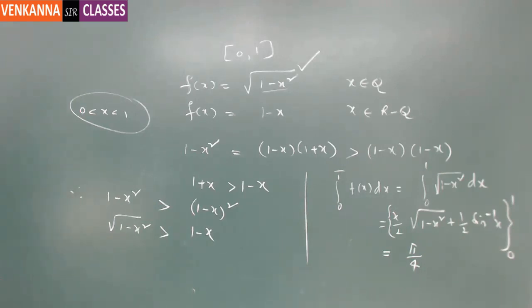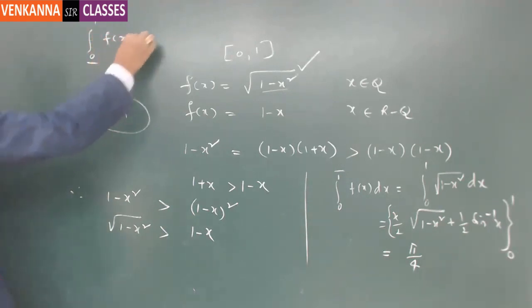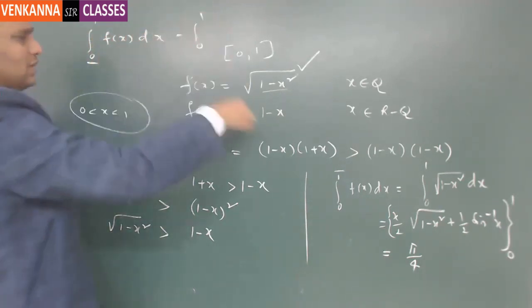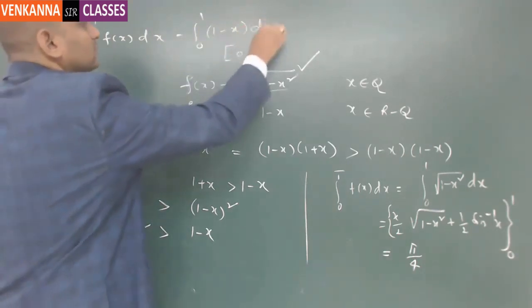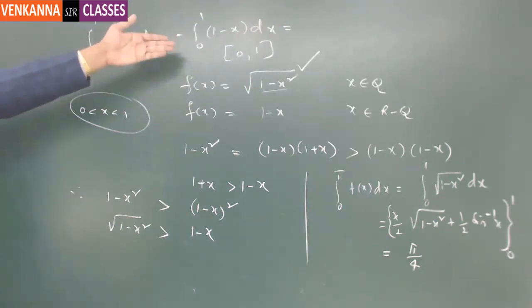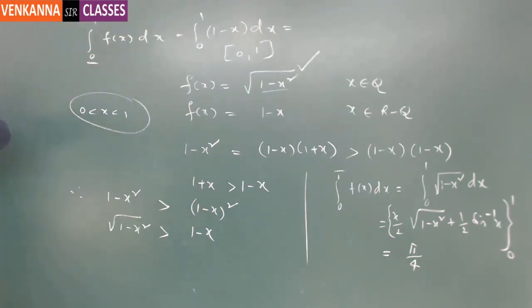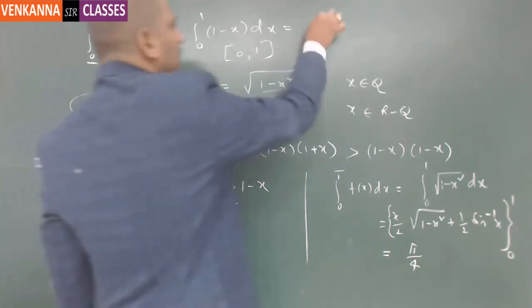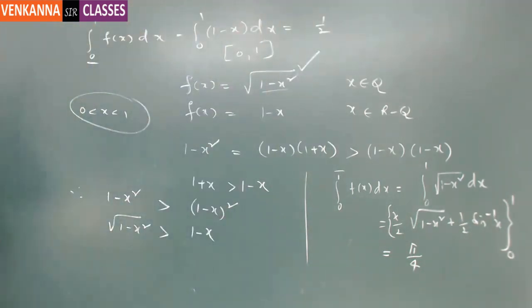Similarly, if you go for the lower integral, integral 0 to 1 f of x dx, it is nothing but integral 0 to 1 of 1 minus x dx. So if you do the simple integration here, integration for 1 is x, integration for x is x square by 2. If you apply the limits, the value is nothing but 1 by 2. Please check on that. So the lower integral and upper integral, both the values are unequal, hence the function is not Riemann integrable.